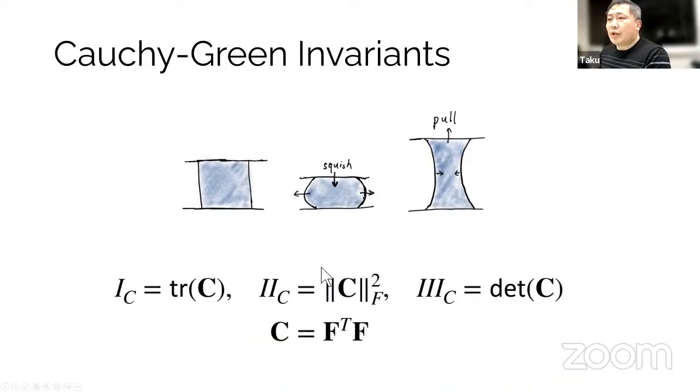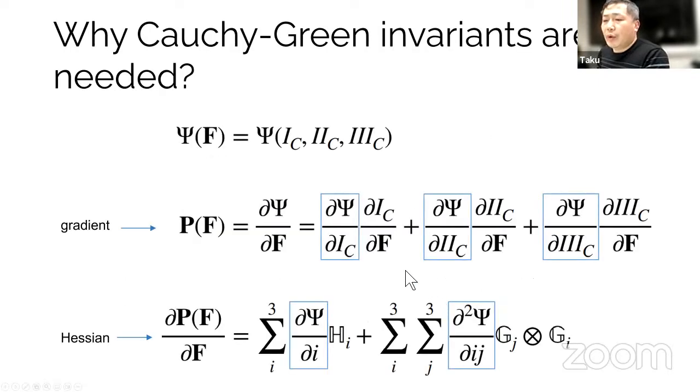There is something called the Cauchy-Green invariants, which are based on the multiplication of the transpose of the deformation gradient with itself. There are three invariants. Actually there are more, but here we focus on the first three, and these are very useful when you are trying to do the calculation for the gradient and the Hessian.